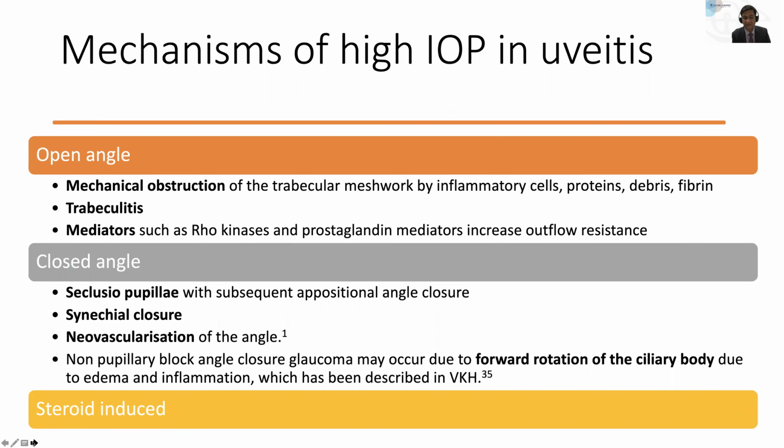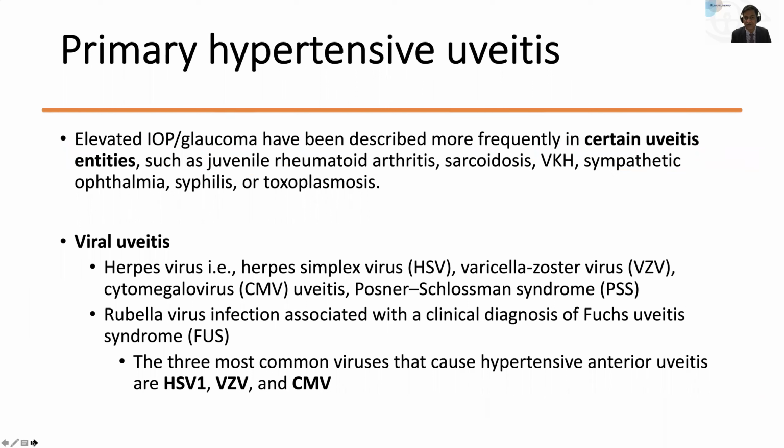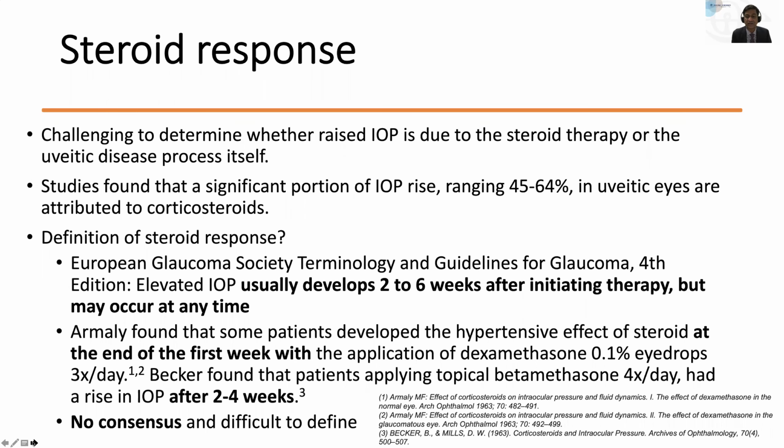So it can present with open angle, or with closed angle, or it can be a specific entity called steroid induced. Now, when we speak about primary hypertensive uveitis as such, we are particularly talking about patients who initially present with hypertension and inflammation, the high IOP and the inflammation, at the very beginning of the disease itself. And in this context, a big chunk of the diagnosis goes to viral uveitis. So I'll be focusing mostly on viral uveitis, including Posner-Schlossman syndrome and Fuchs uveitis, which is also known to be associated with the virus.